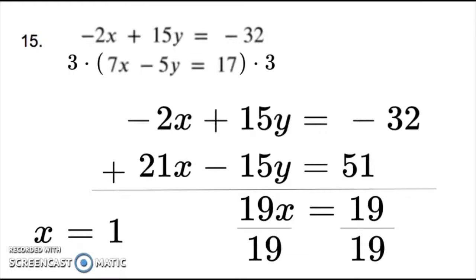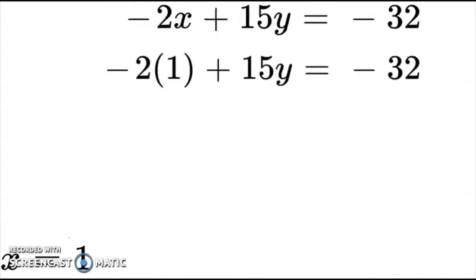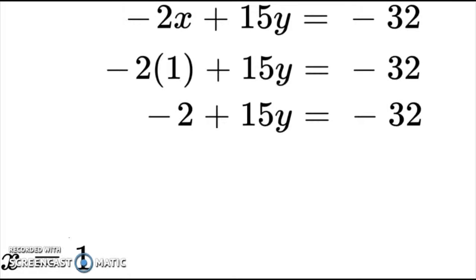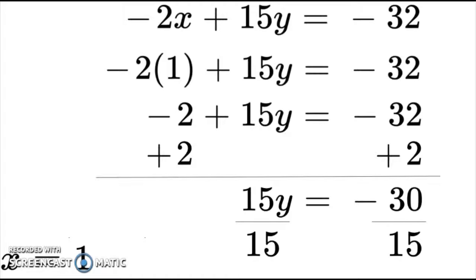Okay, so now I need to substitute that in for x to find y. So doing that, negative 2 times 1 plus 15y equals negative 32. Negative 2 times 1 is negative 2. Now I add 2 to both sides. I'll get 15y equals negative 30. Divide both sides by 15. y is going to equal negative 2. So my solution is going to be (1, negative 2).